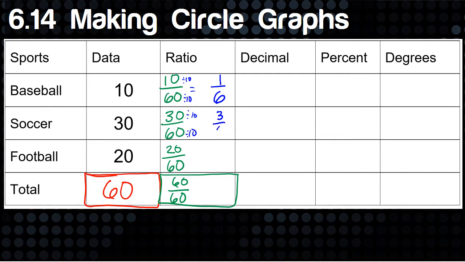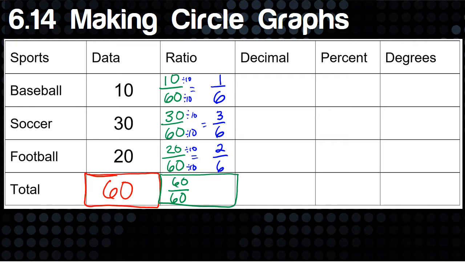So I'm going to get 3/6. We know that's equal to 1/2 if we fully simplify it. And dividing the top and bottom by 10 for football gives us 2/6. So we can see that baseball received 1/6 of the vote, soccer received 3/6 or half of the vote, and football received 2/6 or a third. This is going to be really important when we make our circle graph with 6 parts, and we're going to start shading them in.